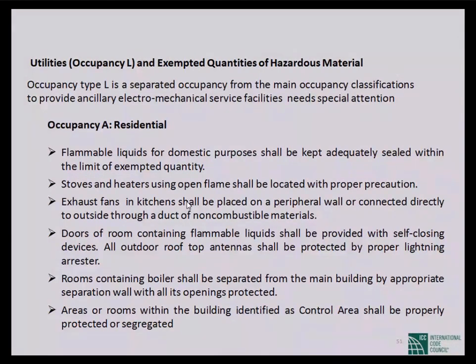In the exempted quantity, you have a table. There are two parameters. One is the amount and the other is the type of way you are keeping it. You can keep it in an open area, as an open unit, or you can put it in a packet or in a chamber.